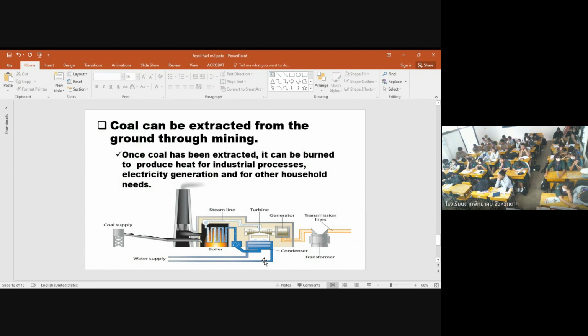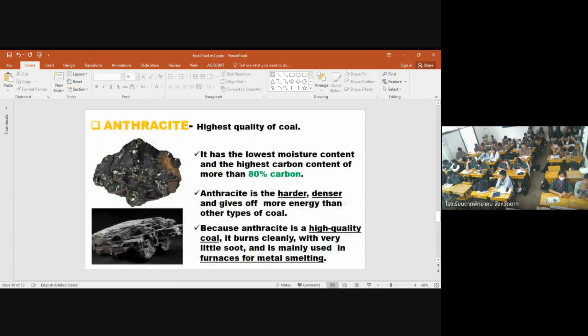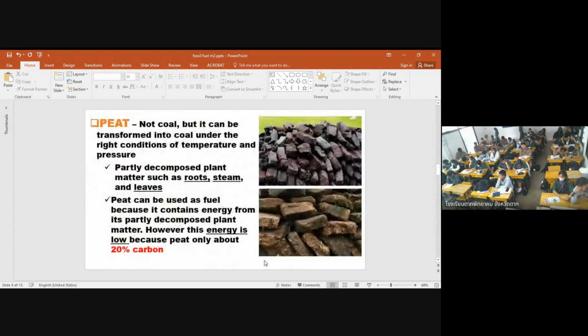Okay, again, once coal has been extracted, it can be burned to produce heat for industrial processes, electricity generation, and for other household needs. Okay, so these are the examples of coal.